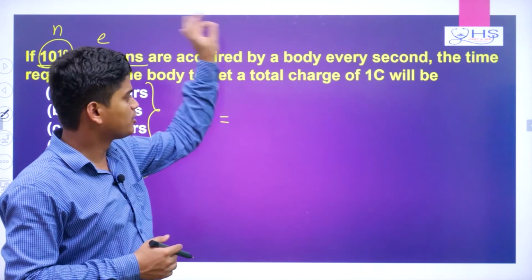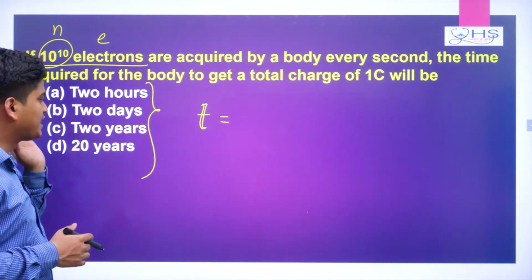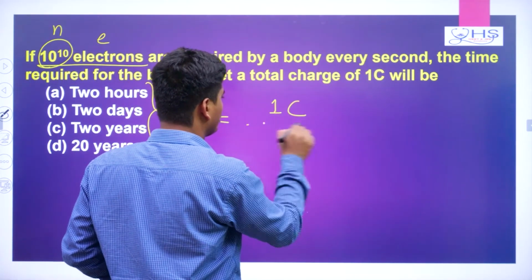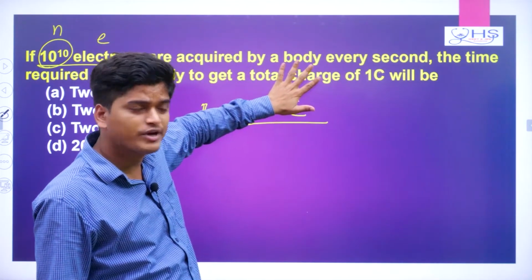This much electrons are acquired. That will definitely be a negative charge body. So how much time will it take? Now understand here. How much do you have to accumulate? You have to accumulate 1 coulomb charge. So take that one first in the numerator.